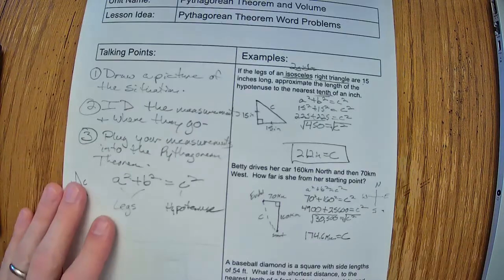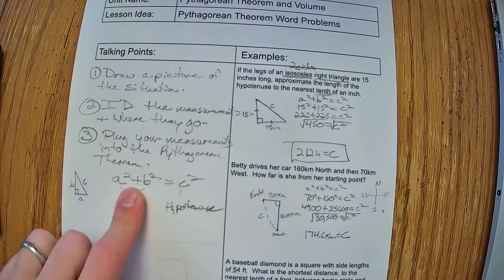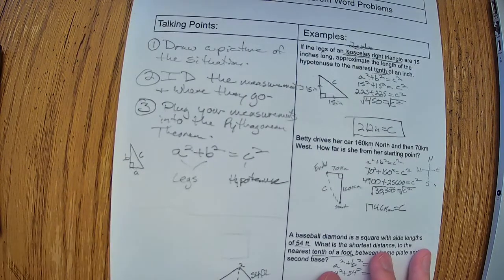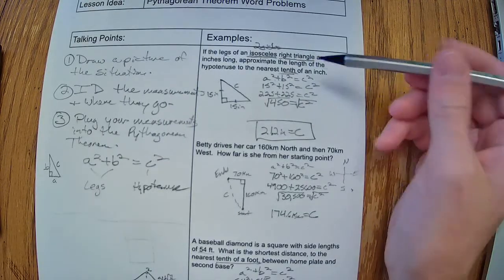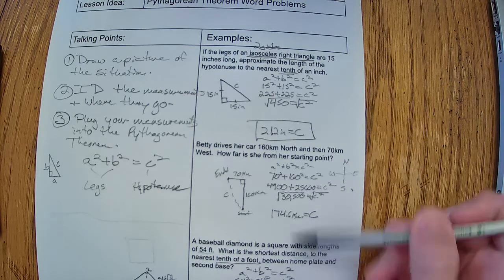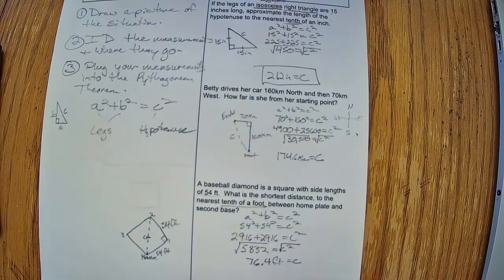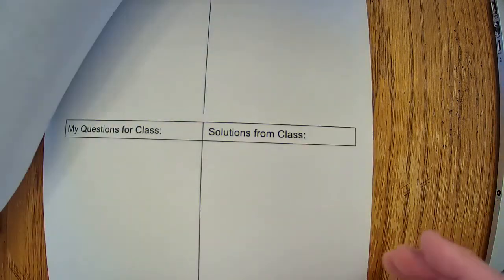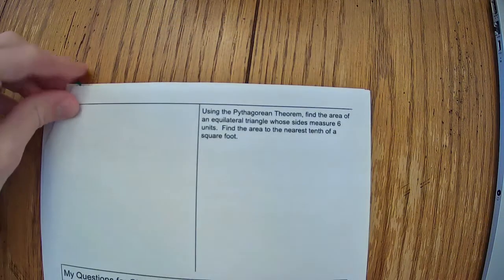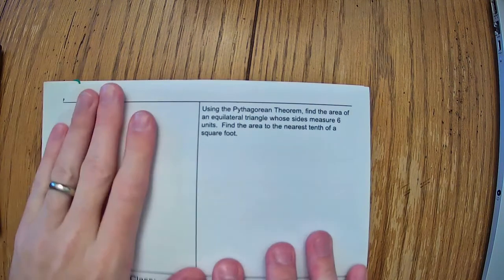So notice, none of these problems are working any different than what we did with the Pythagorean theorem all on its own with just random triangles. The trick now is making sure that we understand what's the real world situation, and can we draw those pictures out, put in our measurements, and work it out? I think I've got one more here. Yep, let's try this. One more here. And then we'll be done.